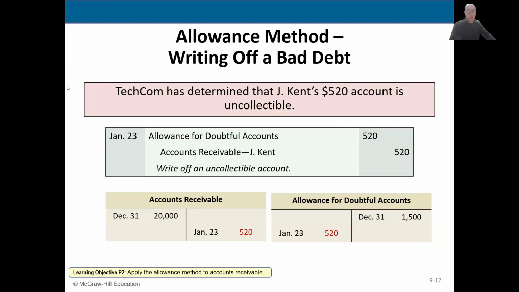Let's go through an example using the allowance method of writing off a bad debt. Okay, back to our customer. Our company determined that our customer has a balance of $520 in their accounts receivable, and they're not going to pay us. So we're going to write that off using the allowance for doubtful accounts method. So we're going to debit allowance for doubtful accounts 520, and we're going to credit the accounts receivable by 520. Now you'll notice there at the bottom what it does to the ledger accounts. I reduced my accounts receivable by 520, and I decreased my allowance for doubtful accounts by 520. I'm writing it off.